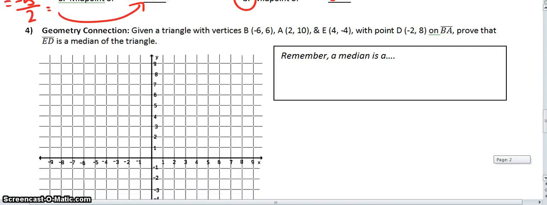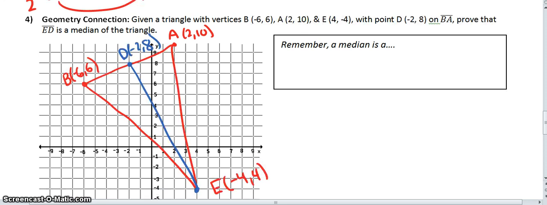Geometry application is you have a triangle with these vertices, and you have a line, and you want to prove that line is a median. So let's just graph these real quick. 2, 10 is A. Okay, I graphed one. You go ahead and graph your own. I'll pause the video. Okay, I plotted those. You have triangle BAE should look like this. If yours doesn't, go back and look how you plotted points.